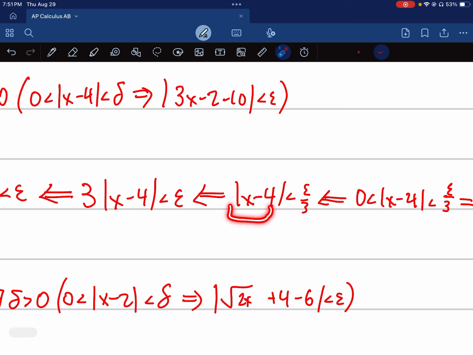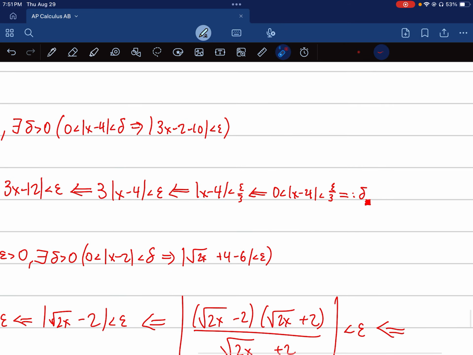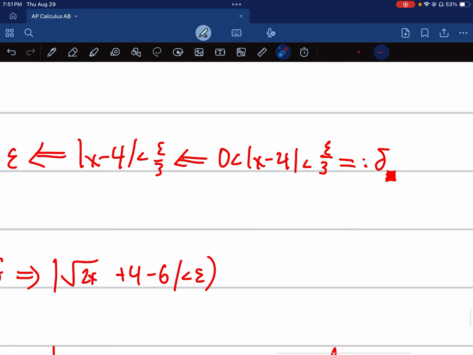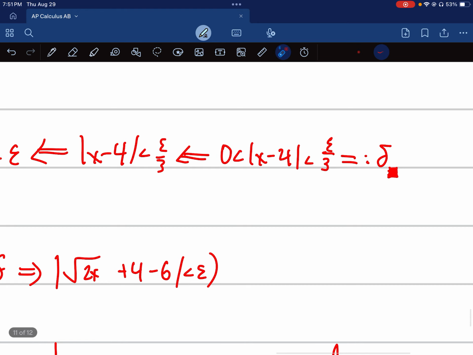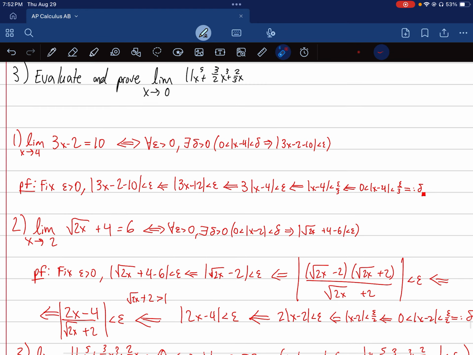And remember, what are we looking for? The absolute value of x minus 4. We found it here, so our next step is just to write 0 is less than that, and that's less than epsilon over 3. Now that we have that, we choose delta to be epsilon over 3. We're done with our proof.